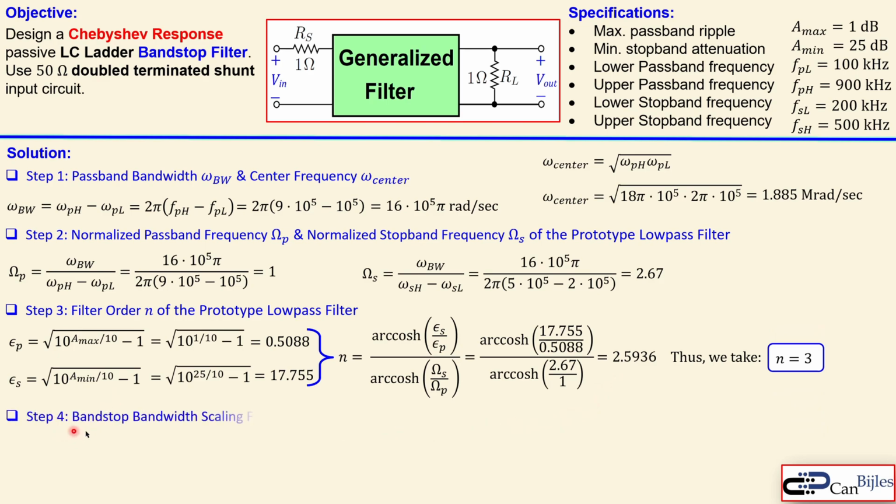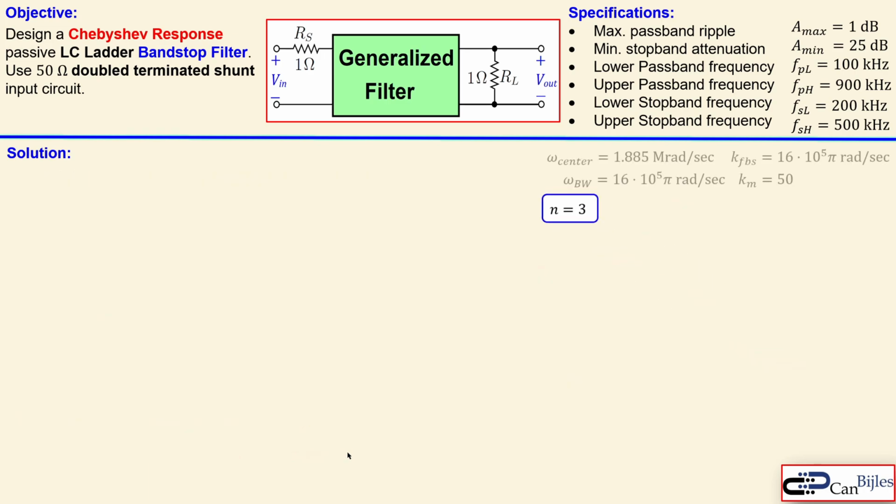The next step is step 4, the bandstop bandwidth scaling factor, KFBS, which is just the bandwidth we have determined already in step 1. So this is just 16 times 10 to the power 5 pi radians per second, and that is of course 800 kilohertz. Now taking everything together, this is the order we have determined. These are the omega center, omega bandwidth, and our bandstop bandwidth scaling factor, and also our magnitude scaling factor, because we need to go from 1 ohm to 50 ohm. So Km, the magnitude scaling factor, must be 50.